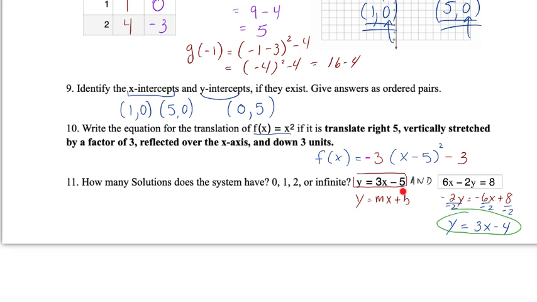I can also tell that they are different lines. Okay, so they're different lines, but they have the same slope. So without a doubt, I'm guaranteed these lines are parallel, and therefore they have no solutions. The solution is not 0. That's just how many they have. None.